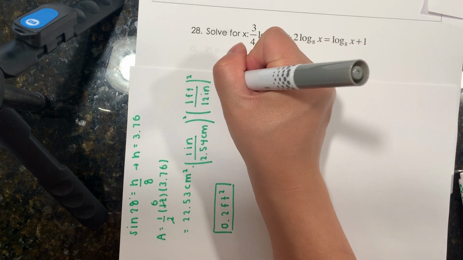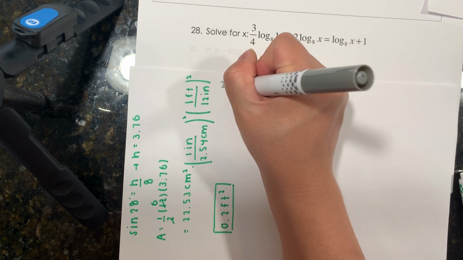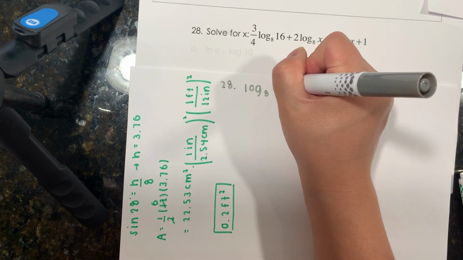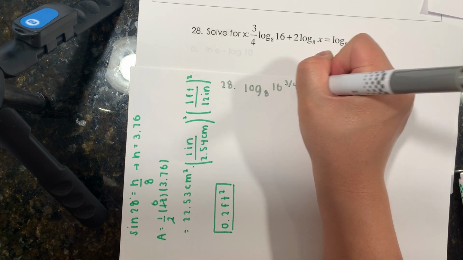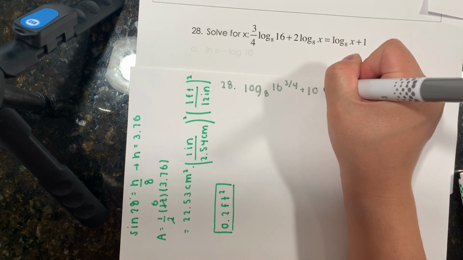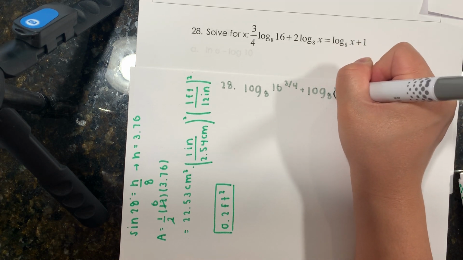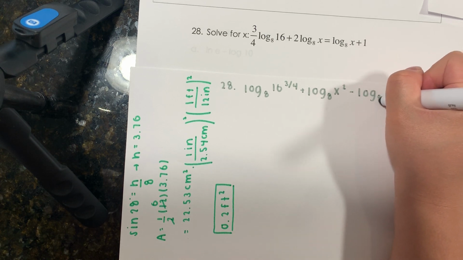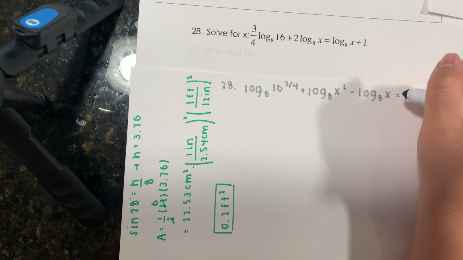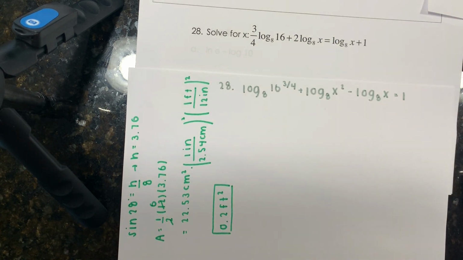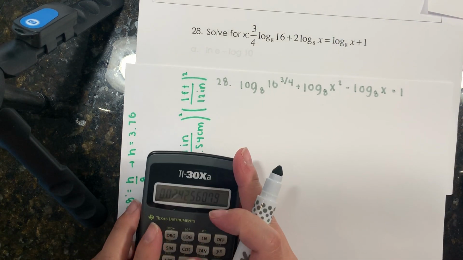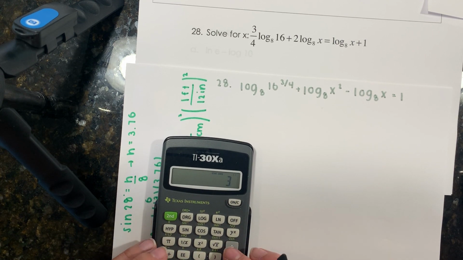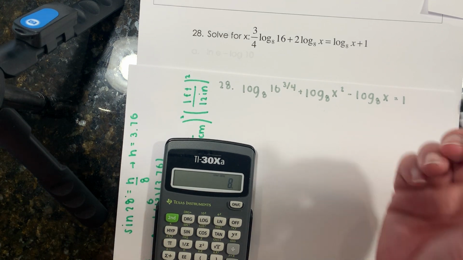So for 28, I'm going to have log base 8 of 16 to the power of 3 over 4 plus log base 8 of x squared minus log base 8 of x is equal to 1. So I move that log 8 of x over to the left-hand side. Now what I'm going to do is find out what 16 to the power of 3 divided by 4 equals. And that's 8.